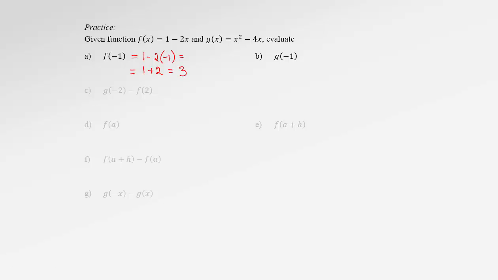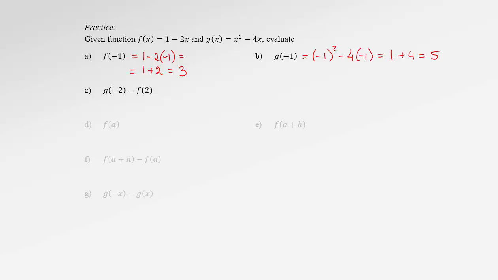Similarly, g of -1, replace x by -1. Good idea to use brackets. So our x, which is -1, was squared, then -4 times the x, which is -1. Okay, we have -1 squared becomes +1, and 2 negatives makes it +4. Altogether, the value is 5. g of -1 equals 5. Let's see the next question.